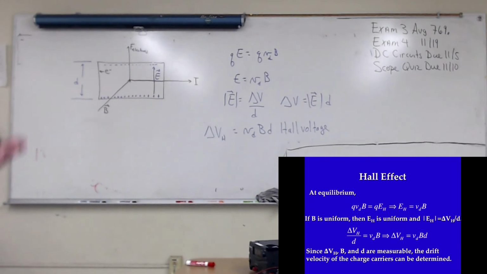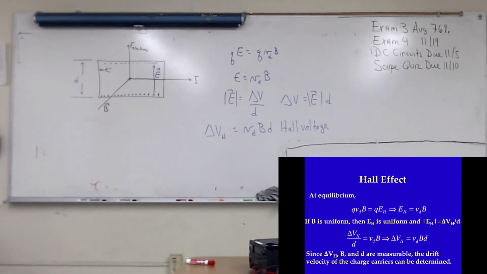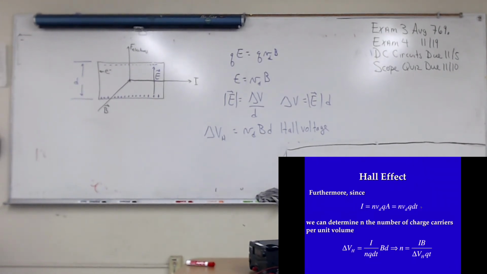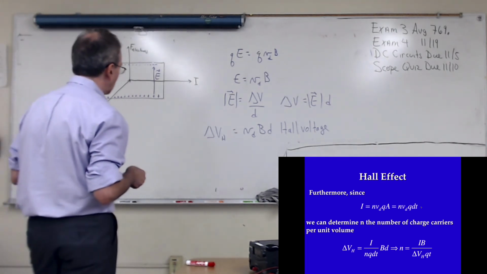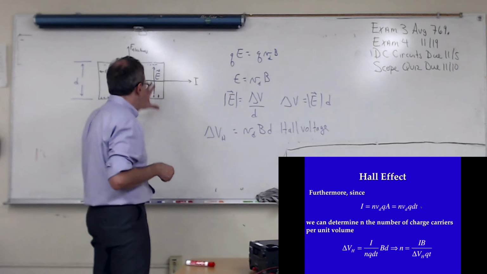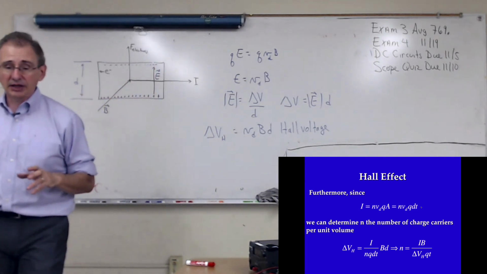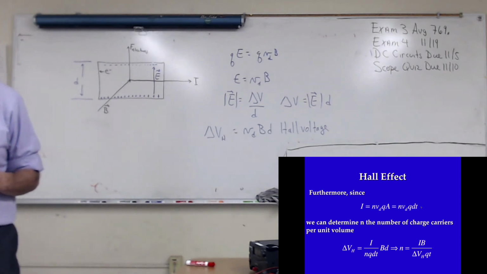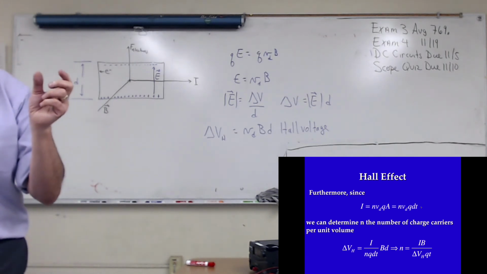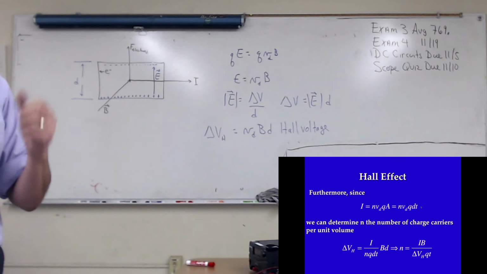So you can measure the drift velocity of the electrons. You can measure the number of charge carriers per unit volume. And you can use the Hall effect to measure various properties of materials in a magnetic field. You can also use it to measure magnetic fields, and devices used to measure magnetic fields are called Hall probes.